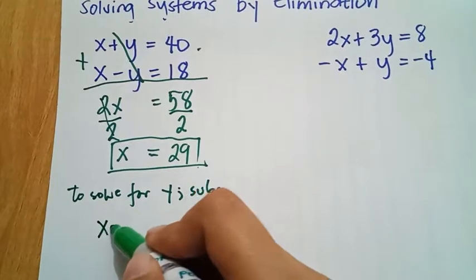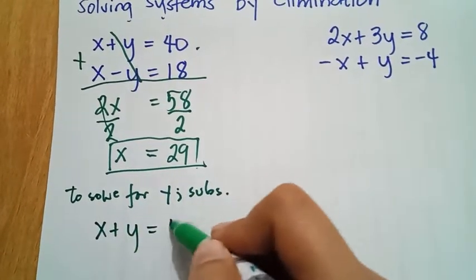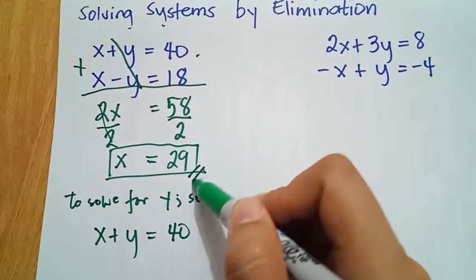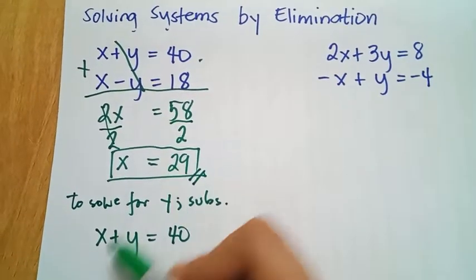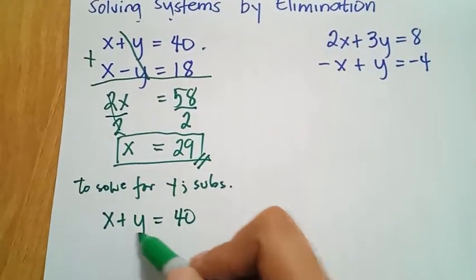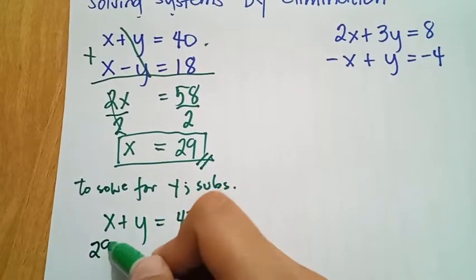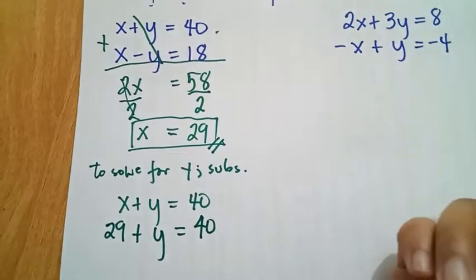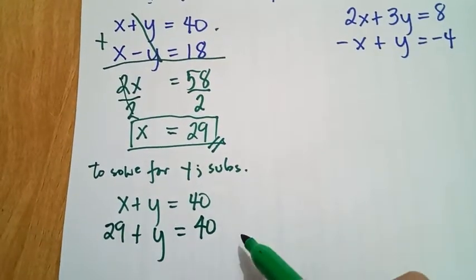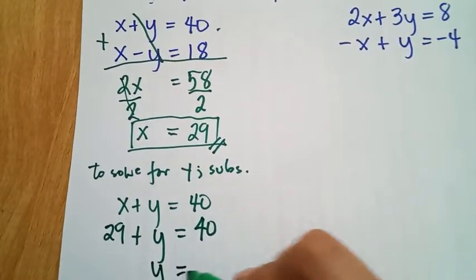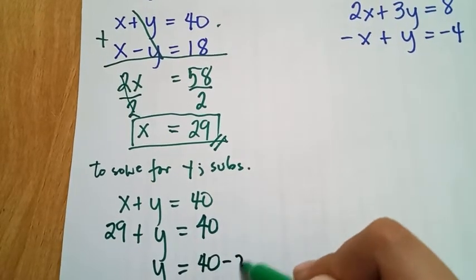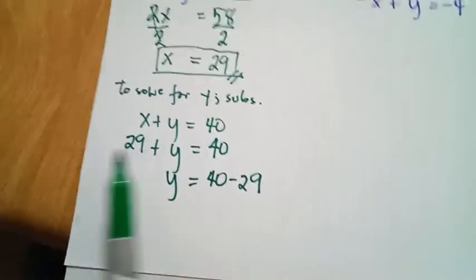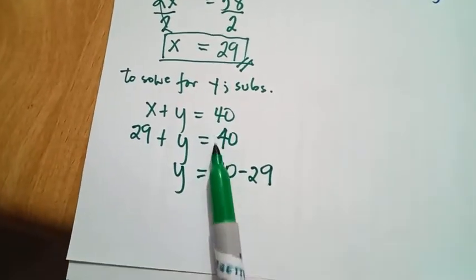Okay? So, to substitute, you may choose one of the two equations. Let's say we choose x plus y equals 40, and substitute the value of x that we were able to get earlier into your equation. So, x plus y will become 29 plus y equals 40. Transposing 29 to the other side, it will become y equals 40 minus 29. Always remember that all variables will be written on the left.